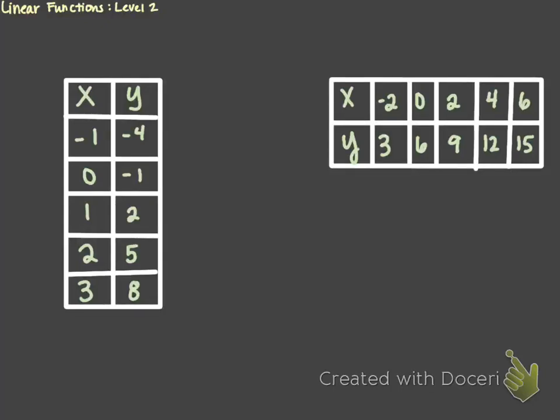Hey guys, today we're going to be talking about how to write a linear function given a table or a situation. So first off, let's review how to write a linear function in slope-intercept form. That slope-intercept form is going to be y equals mx plus b, where m represents your slope, in other words, that rise over run, and b represents your y-intercept, or otherwise your starting value.